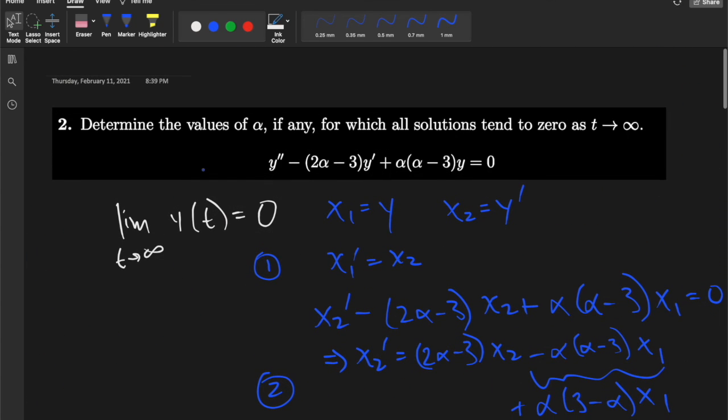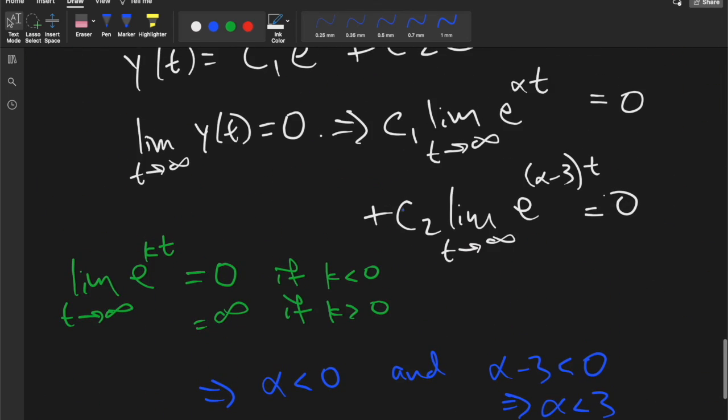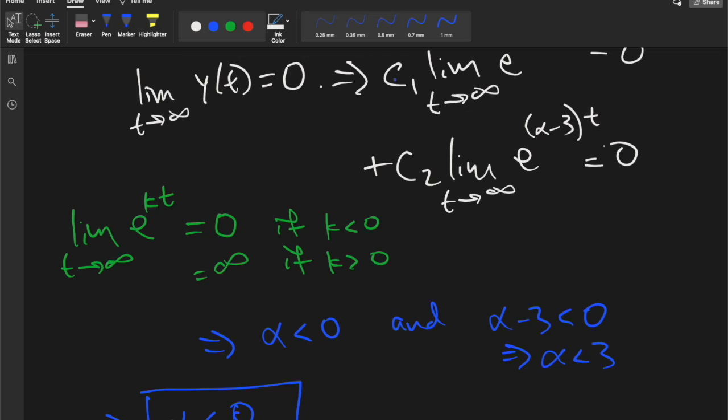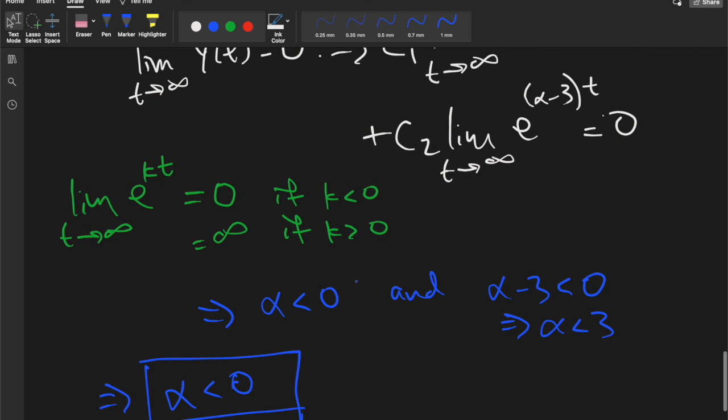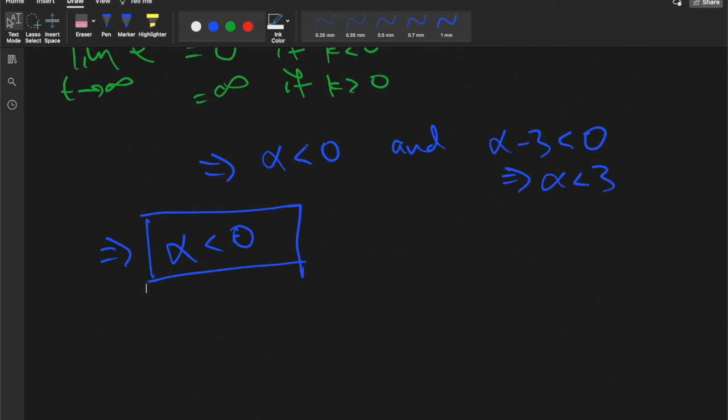So what are the values of alpha such that all solutions tend to 0? No matter what our values for C are, it could be positive, negative, or 0. As long as our alpha values are less than 0, then the limit of all our solutions will be 0 as t approaches infinity.